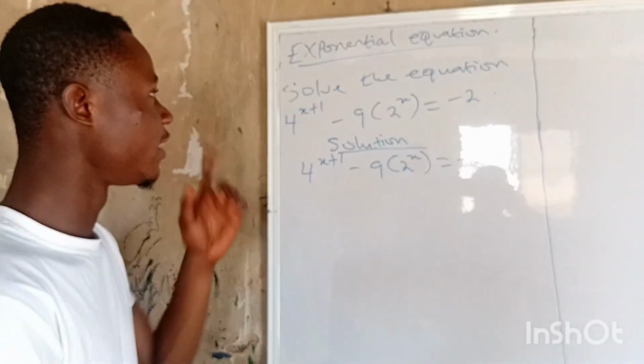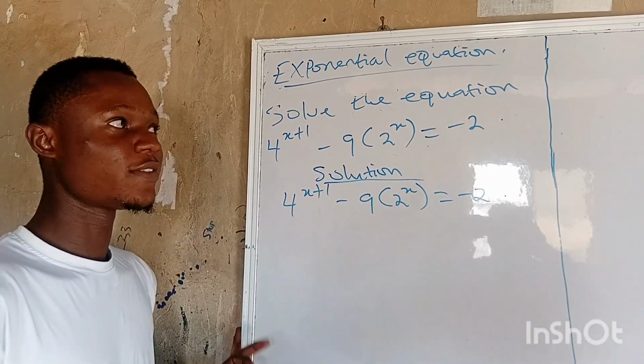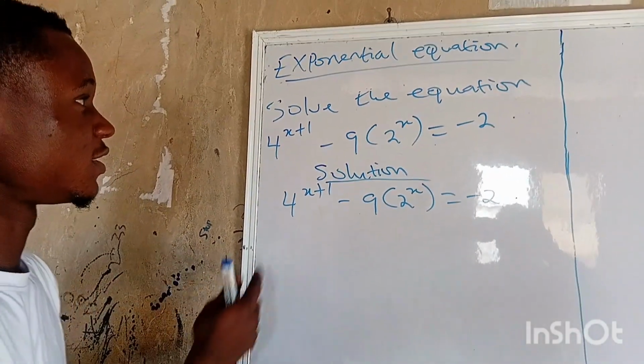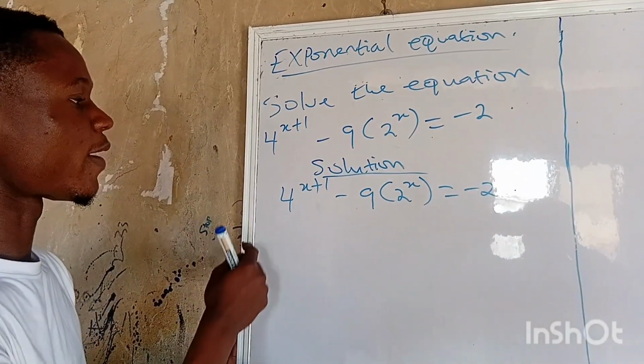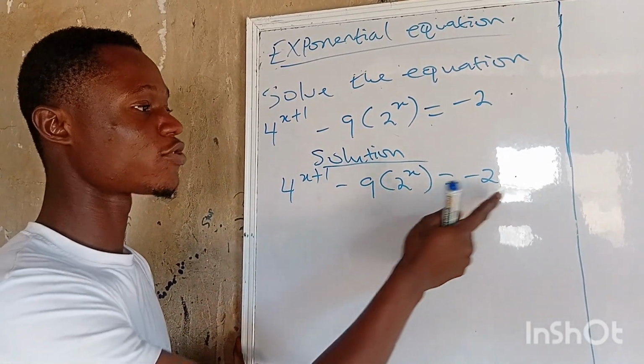Good everyone. We are going to be discussing exponential equations, and we are going to be looking at the example on the board, which is: solve the equation 4^(x+1) − 9(2^x) = −2.